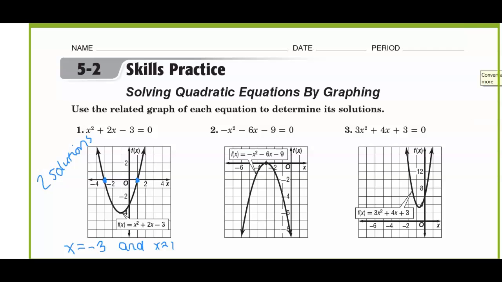In the second example, you have what we call a repeated root. The vertex is on the x-axis. Therefore, that is 1 solution, and your solution is at the x value, -3. And then in example number 3, that graph never crosses the x-axis. If a graph never crosses the x-axis, then that is no solution.